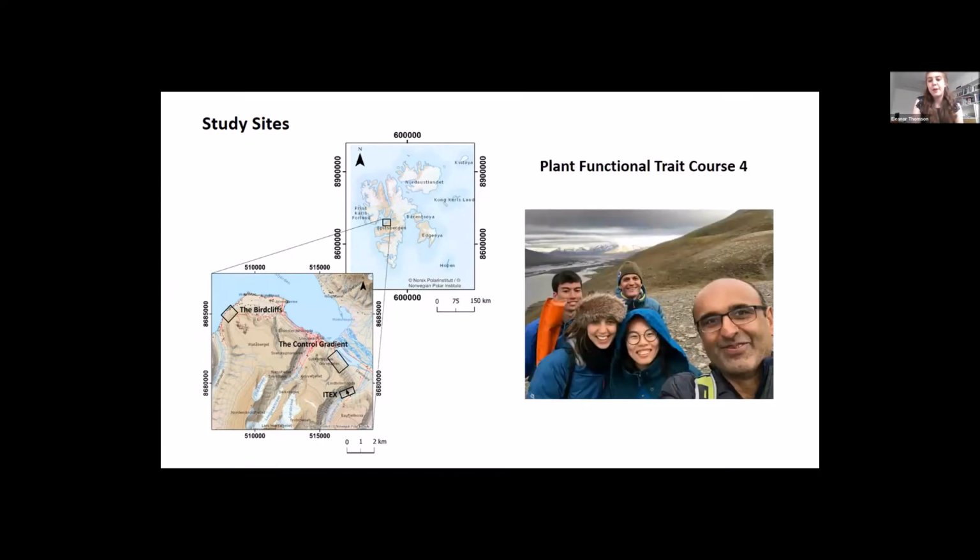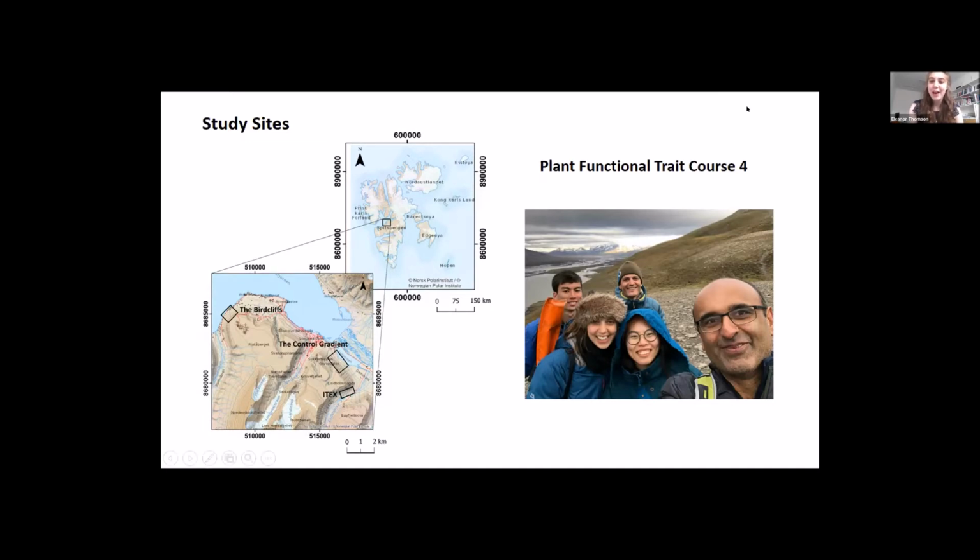And we were in Svalbard as part of Plant Functional Trait Course 4. So this is a course which goes around the world, and every 2 years it takes vegetation and trait information in different places around the world. So in previous years, it's been in Peru and in China, and I think they have a next course planned in Chile. So this is a course which is trying to collect global plant trait information to try and answer some global questions about changing vegetation patterns.